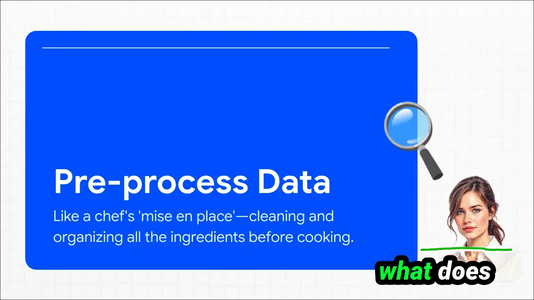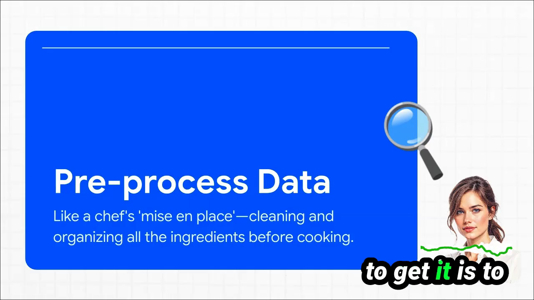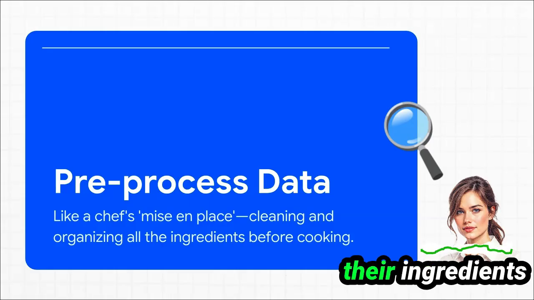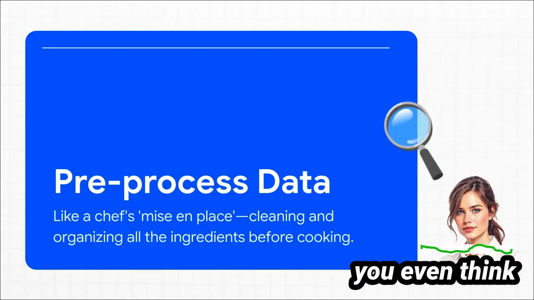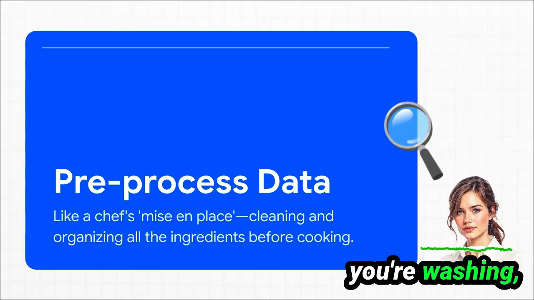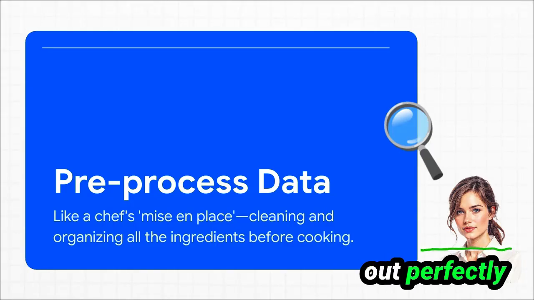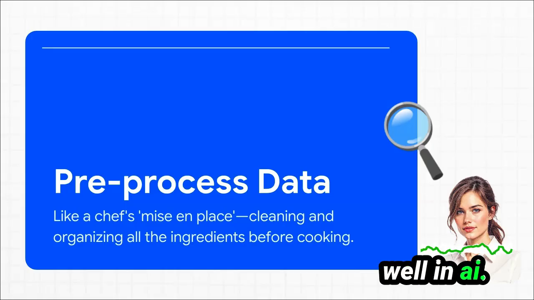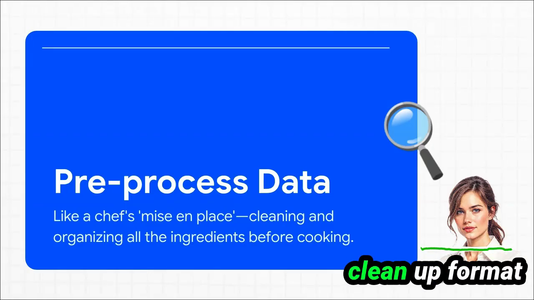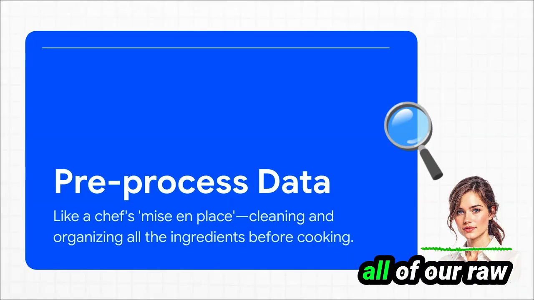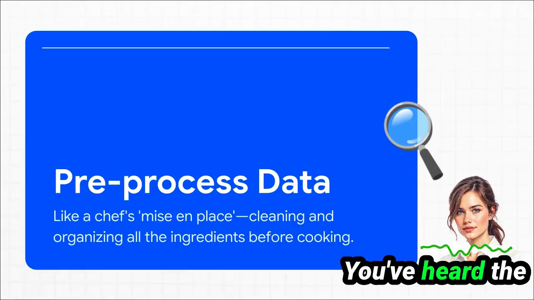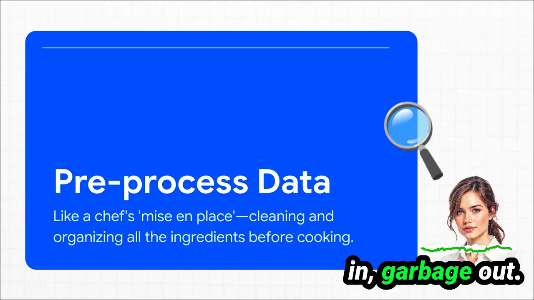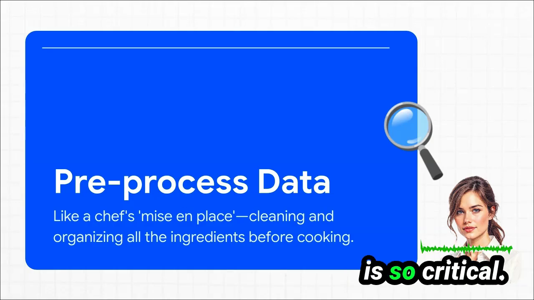Okay, so what does pre-process data actually mean? The best way to get it is to think about a chef getting their ingredients ready, what they call mise en place. Right? Before you even think about cooking, you're washing, you're chopping, you're measuring everything out perfectly. Well, in AI, that's this step. It's where we clean up, format, and organize all of our raw data so it's in perfect shape for our model. You've heard the saying, garbage in, garbage out. Well, that's why this step is so critical.